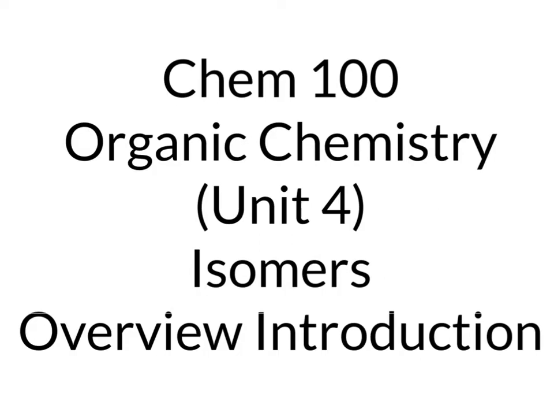In this video, we're going to discuss the 5 different types of isomers that we find in organic chemistry. And then later, in following videos, we'll talk about each one individually. But this one's just going to give an overview of the 5 types of isomers.